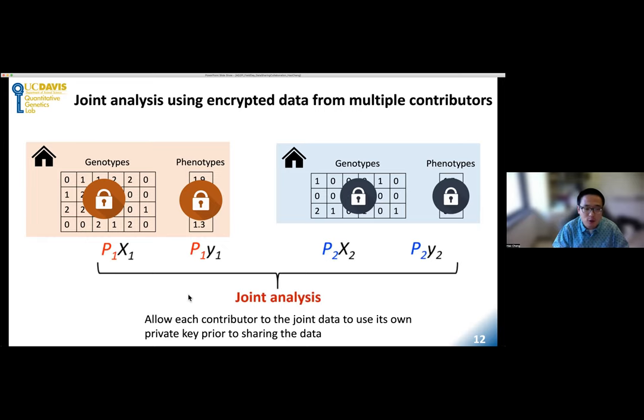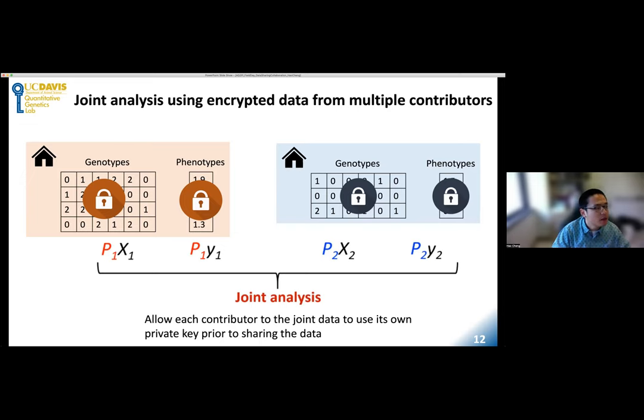What they are going to do is share this data set, maybe with a third party who will be able to do the data analysis, or they can share the data with each other. They just share the encrypted data, and then they'll be able to do a joint analysis. Basically, this allows each contributor to the joint data to use its own private key prior to sharing the data.